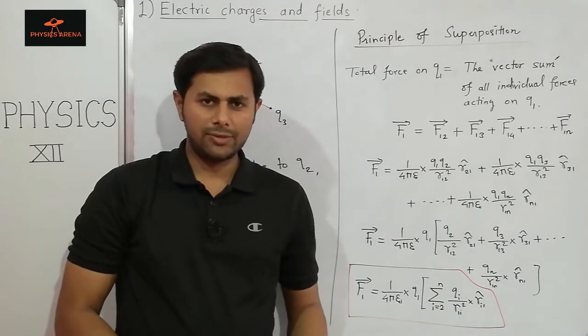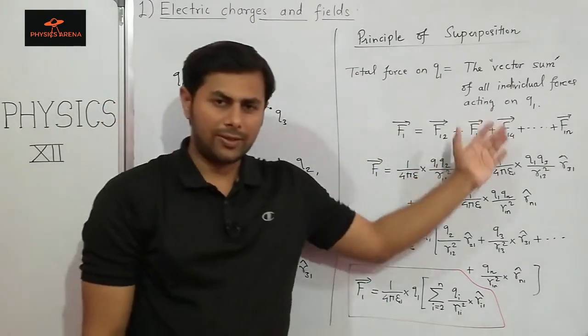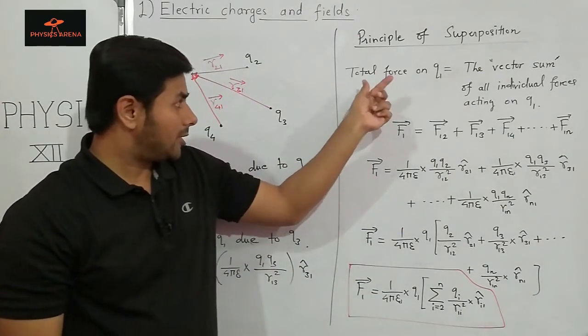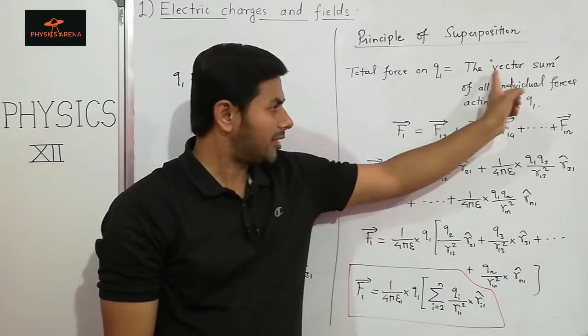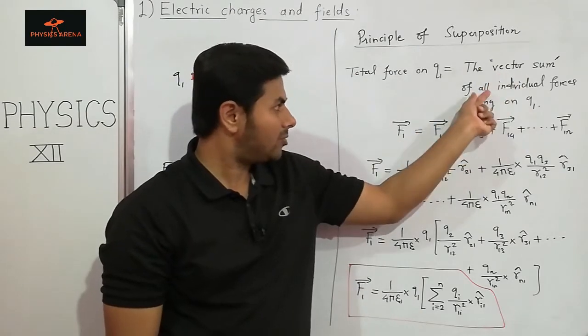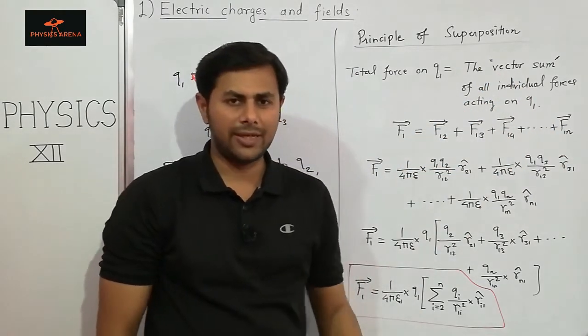Now the things will get clear if we take an example. So far this is just a notation, but let us remember this: the total force on Q1 is the vector sum, not the scalar sum. It's the vector sum of all individual forces acting on Q1. Let's take an example.